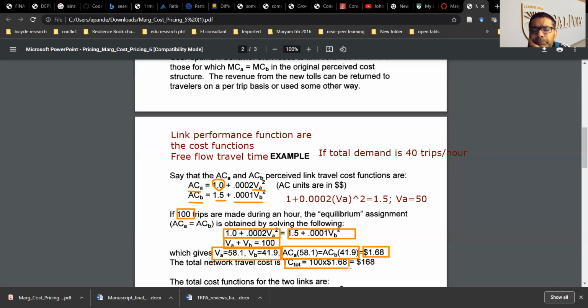Now the question is, is there a way to lower this cost? Is there a way to lower this network cost of $168 that's being spent by the total system? Is there a way to lower this cost? That's what we're trying to find out.